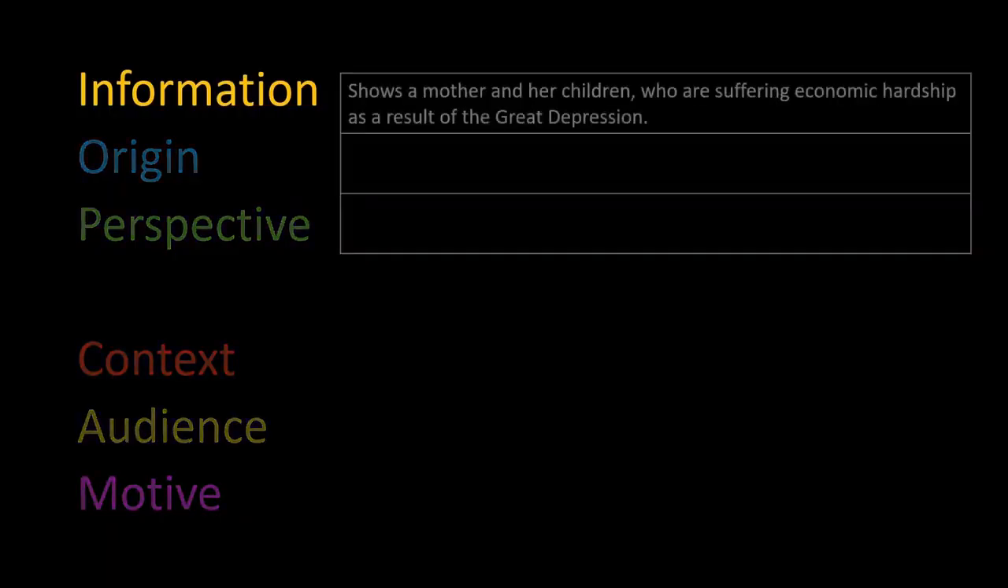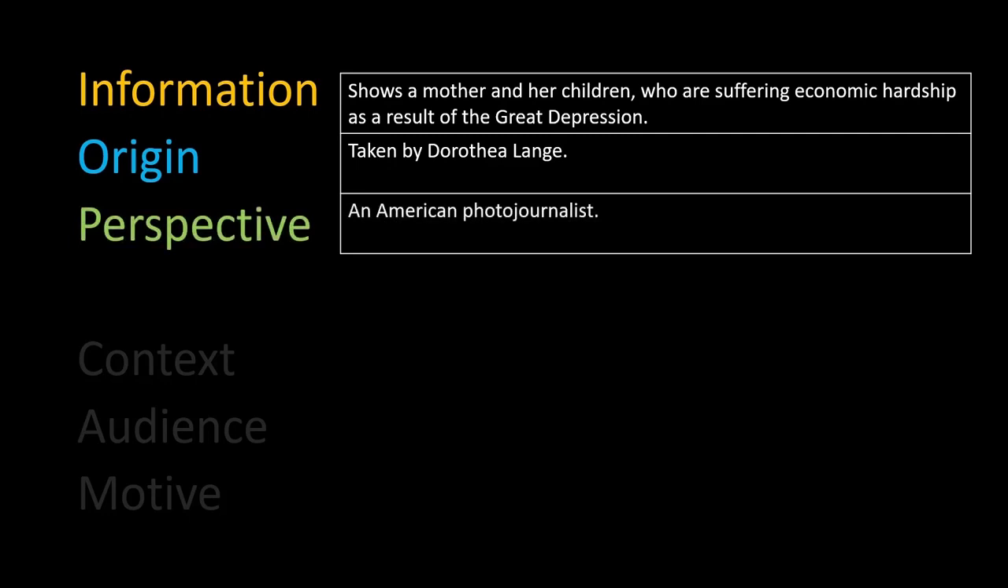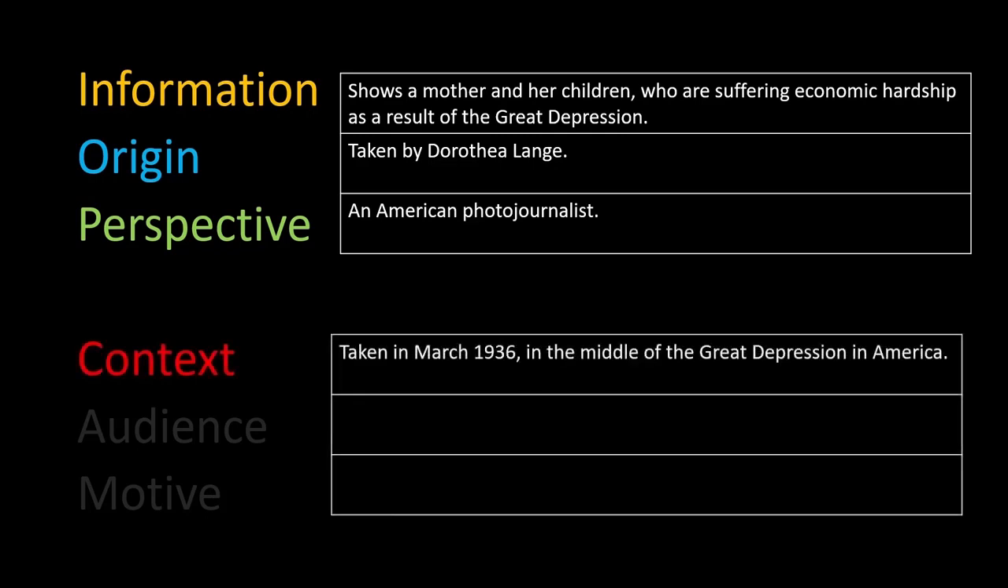Information. The image shows a mother and her children who are suffering economic hardship as a result of the Great Depression. Origin. The photograph was taken by someone called Dorothy Lang. Perspective. After some background research, we discovered that Dorothy Lang was an American photojournalist. Context. The photo was taken in March 1936, which was in the middle of the Great Depression in America.